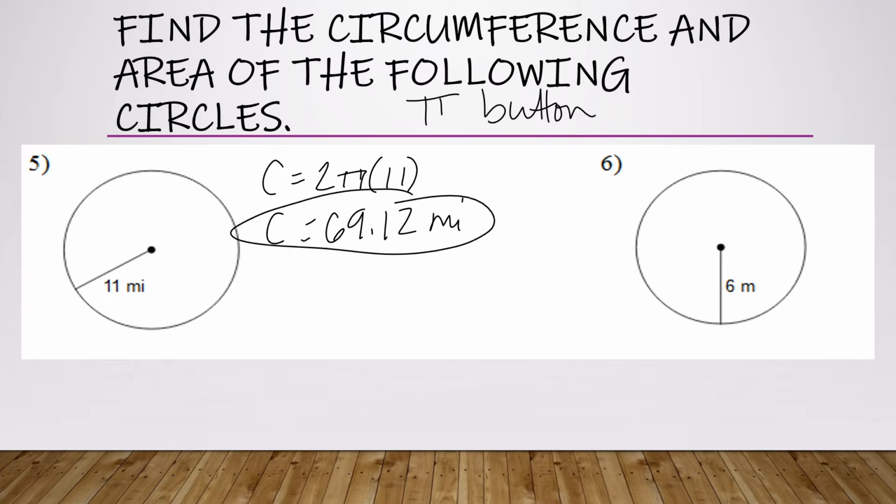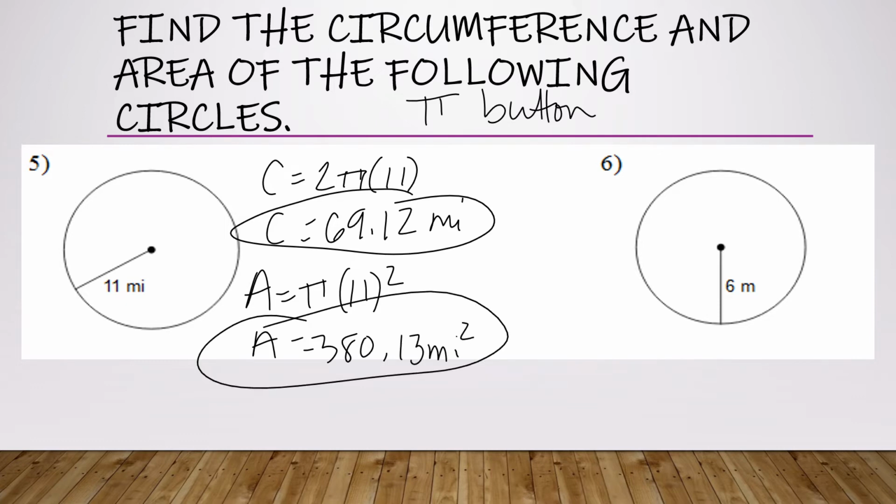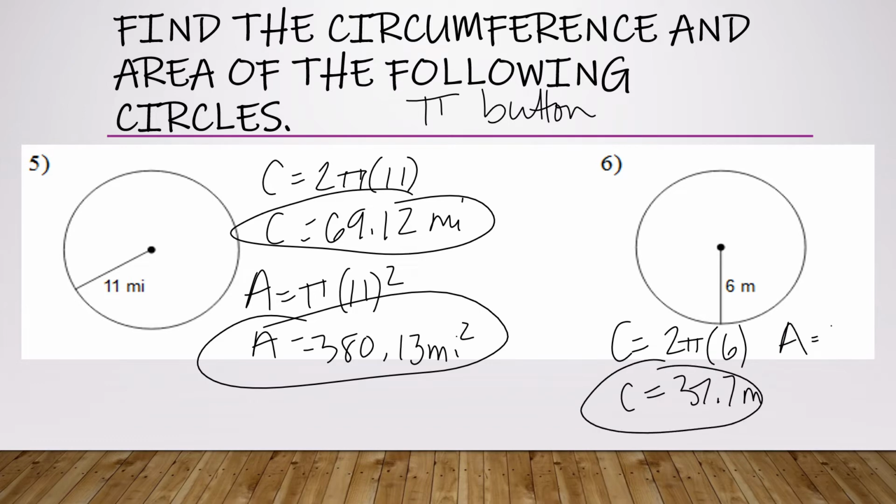You could do 1. You could do 2. Then for area, you have pi r squared. Again, just put that directly in your calculator, and you will get 380.13 miles squared. For number 6, your radius is 6, so we would have 2 pi times 6, which would give us 37.7 meters. And then for the area, you have pi r squared. So your area would be 113.1 meters squared.